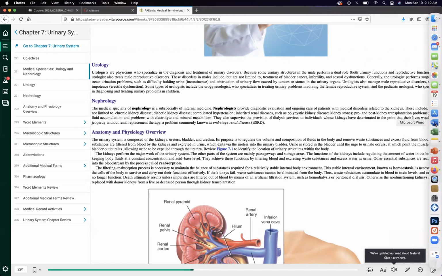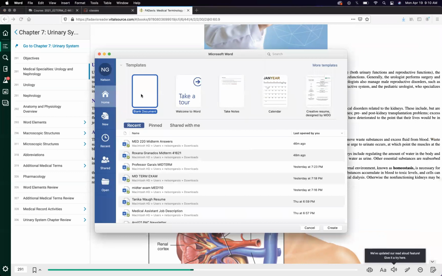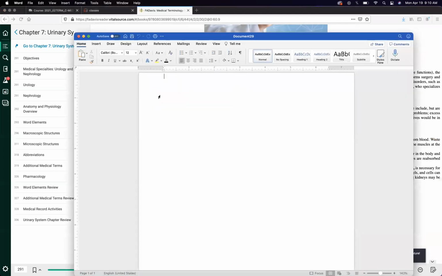So let me repeat that, because that's a good thing to know. If you've got a male patient and they have a reproductive issue for the organs of reproduction, they go to the urologist. If it's a female patient with a reproductive issue, they go to the gynecologist.